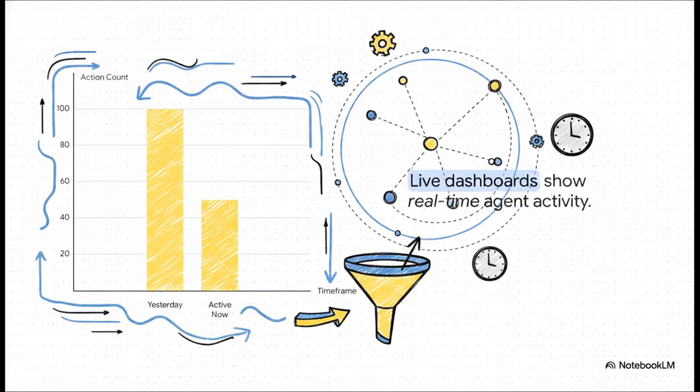And alongside those logs, you get real-time analytics. These live dashboards give you instant visibility. You can compare what active agents are doing literally right this second against historical actions from yesterday. This lets systems architects monitor workflow loads, spot bottlenecks in the orchestration, and make sure the whole multi-agent system is running at absolute peak efficiency.